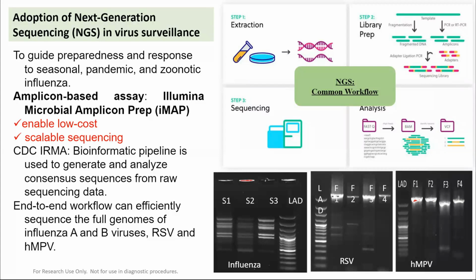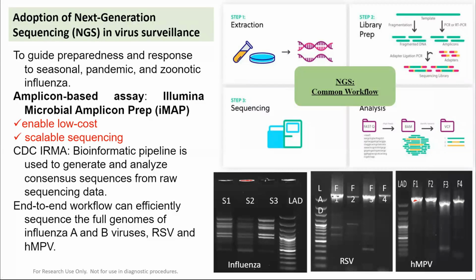Basically the same protocol was followed, as it is a common workflow for NGS. It's RNA extraction followed by library preparation, and then the libraries are sequenced on the machine, the data is generated, and the raw data is mapped to the reference genome, and that's how we could collect the data. Now we could generate whole genomes for major respiratory viruses, and this whole process was based on amplicon-based sequencing.